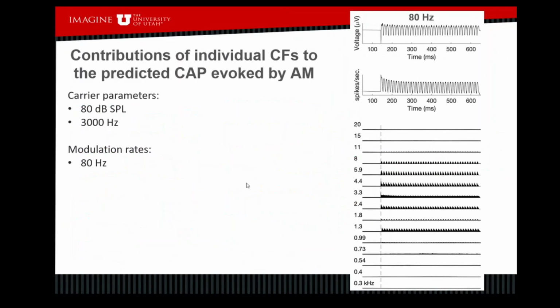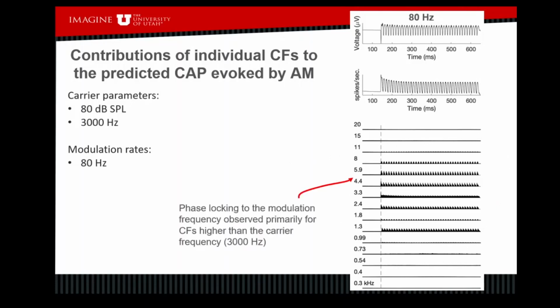Here we show the contribution of individual CFs to the predicted CAP evoked by an 80 Hz amplitude modulated carrier. We see that phase locking to the stimulus envelope is generally weak at the 3000 Hz carrier frequency and is relatively stronger for CFs higher and lower than this frequency. This implies that the CAPs evoked by a tonal AM carrier are predicted to emerge from off-frequency stimulation.